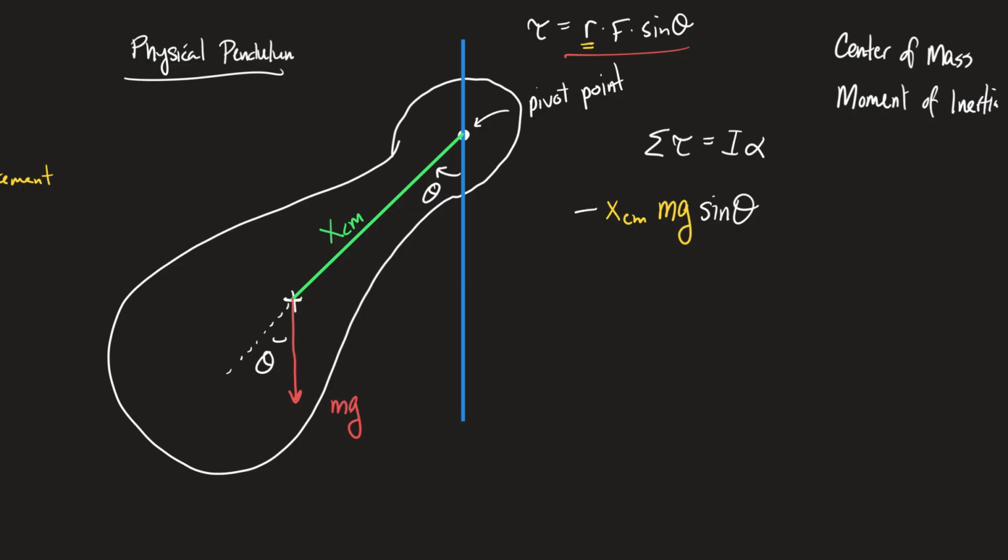Is it trying to push the object back to equilibrium? If so, that negative sign exists. And this equals I alpha. All right, we've done our force equation. Now our job is simple. Solve for our acceleration. So I'm going to divide both sides by I. That's it. So alpha equals negative times xcm mg sine theta all over I.